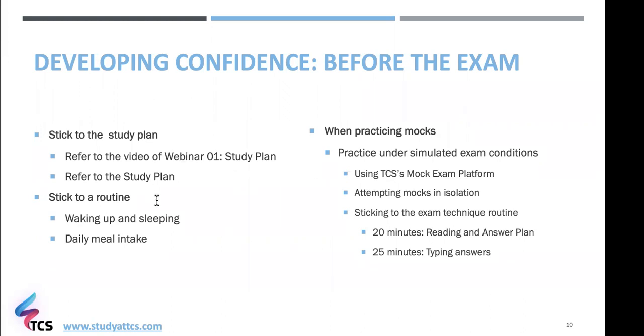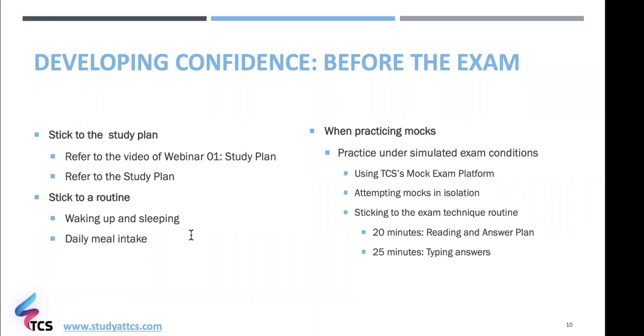And you are supposed to stick to a routine, not just when it comes to exam preparation, but you need to wake up and sleep at an appropriate time as a routine. It's better because if you wake up and sleep at a stipulated, predetermined time, then it's easier for you to stick to an exam preparation discipline, and work on your daily meal intake as well. Try to get your breakfast at a stipulated time, lunch and dinner at stipulated times.